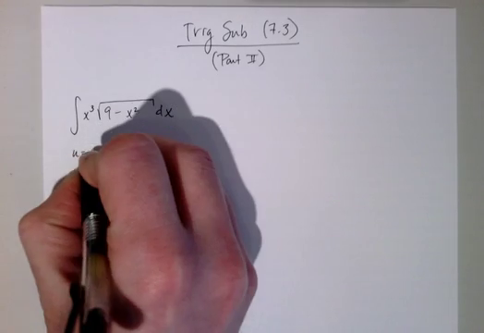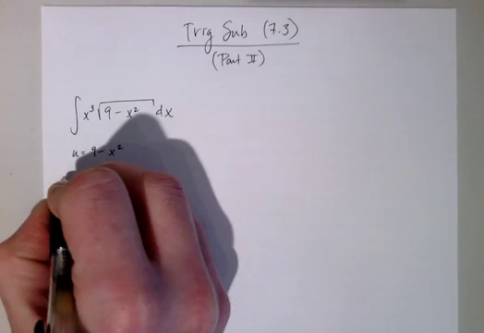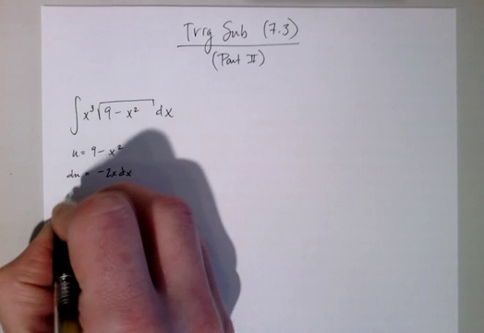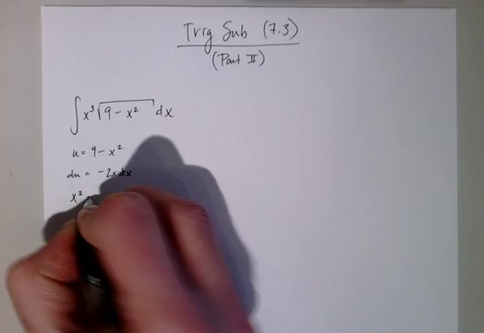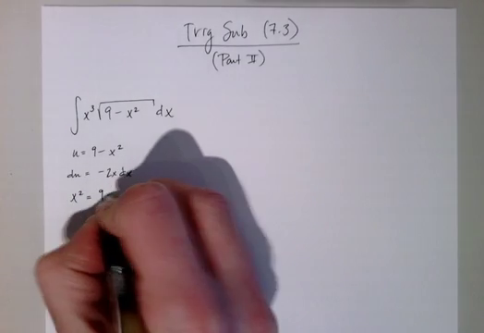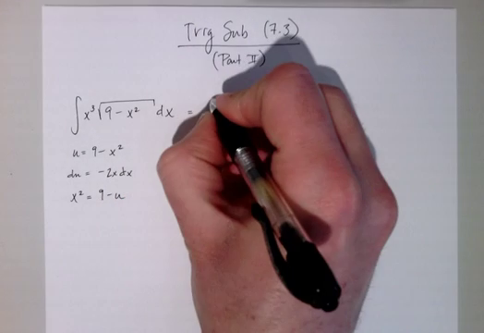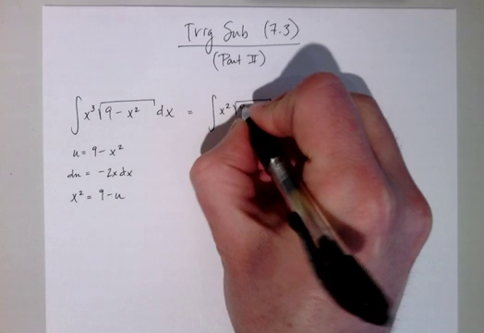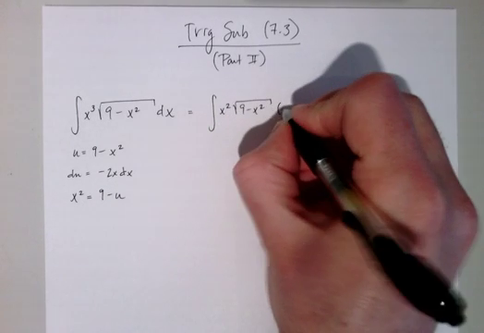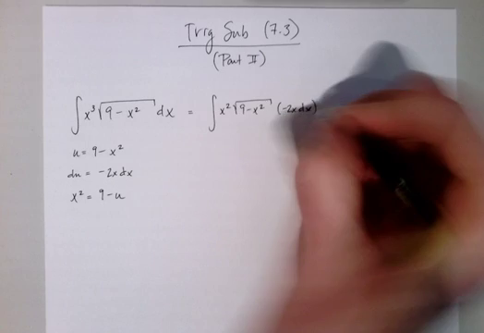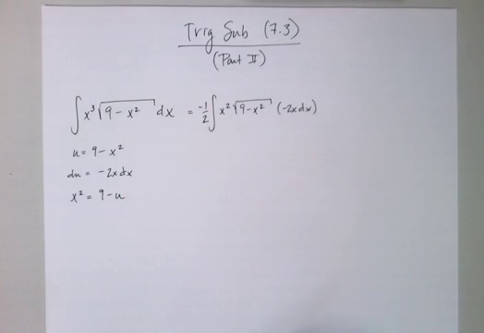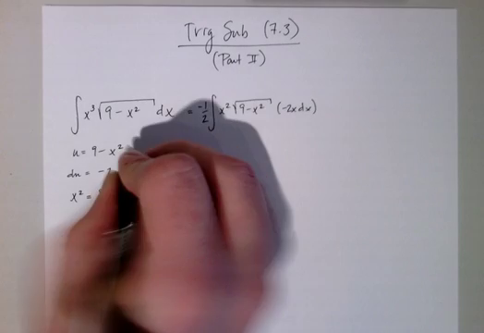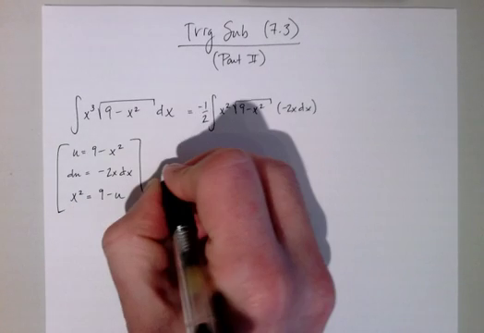So if I have u as 9 minus x squared, and I know that du is going to be negative 2x dx, I can actually solve for that remaining x squared by doing 9 minus u. And so what I would need to do is say, well, that's x squared, 9 minus x squared, negative 2x dx, and of course that negative 2 that I've introduced requires me to put a negative 1/2 out in front. And now it becomes very, very simple in terms of substitution.